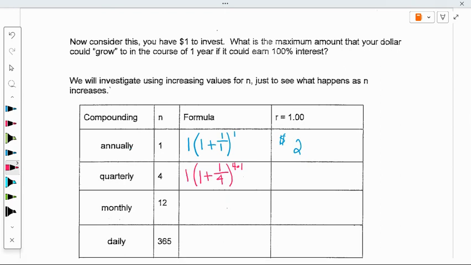So how much money do you have now? Well, 1.25 to the power of 4 is what? Anyone doing that? 1.25 to the 4th power? 2.441. Okay.